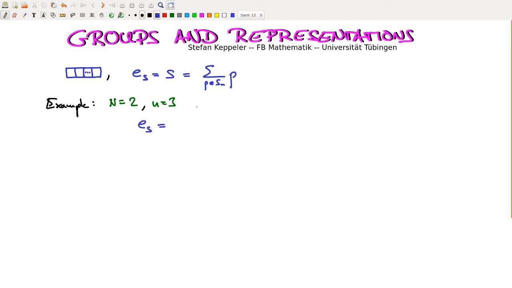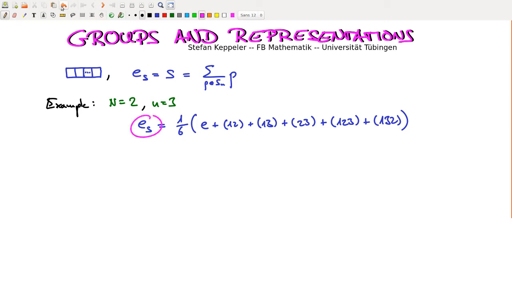So we can write our Young operator explicitly. It's the total symmetrizer. It's 1 over 6 identity plus (1 2) plus (1 3) plus (2 3). And now come the cyclic permutations (1 2 3) and (1 3 2). Okay, and we can apply this Young operator to any vector in V tensor, the threefold tensor product of our V.